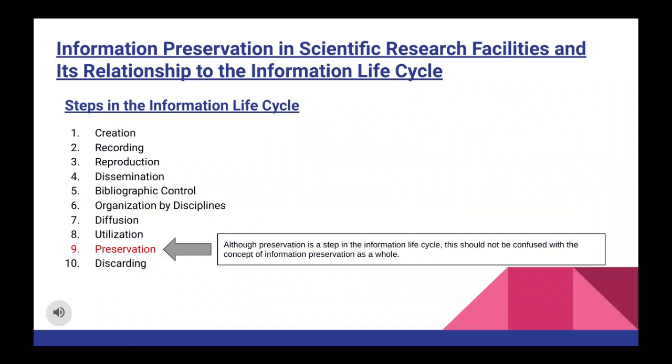The preservation step of the information life cycle involves the retention of the information's entity, content, and context. This is just a component of the larger concept of information preservation, which is broader in scope and involves the systems and procedures in place to effectively retain necessary information. Now, we will briefly discuss how each of the steps in the information lifecycle is applicable to information preservation and scientific research facilities.